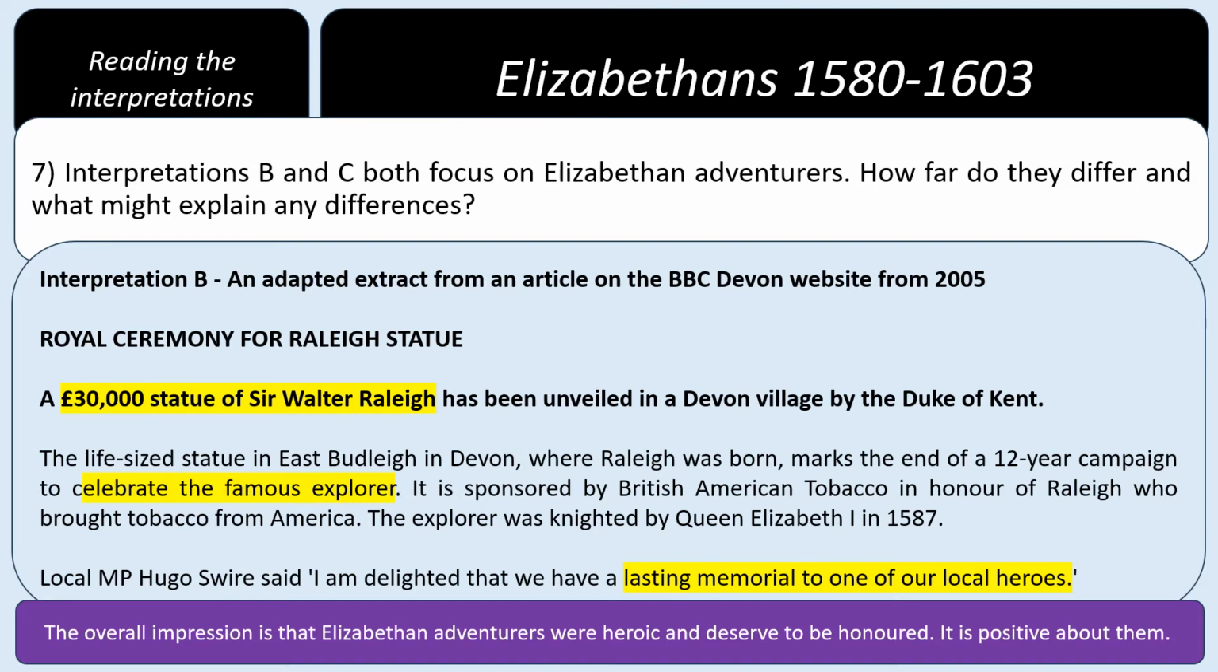Now, some things to spot from the provenance. It's on the BBC Devon website. And we know that the Devon village where the statue has been unveiled was where Walter Raleigh was born. So therefore, the purpose is very much about celebrating Walter Raleigh, but also the audience is very much a local audience that might be celebrating somebody that was born in Devon in this particular village.